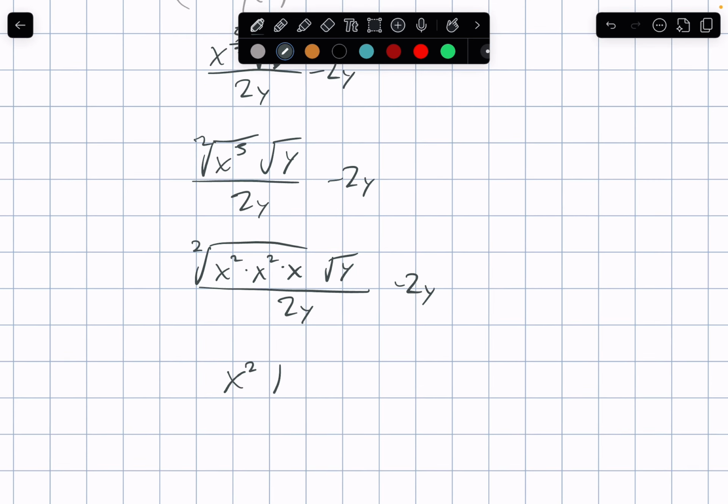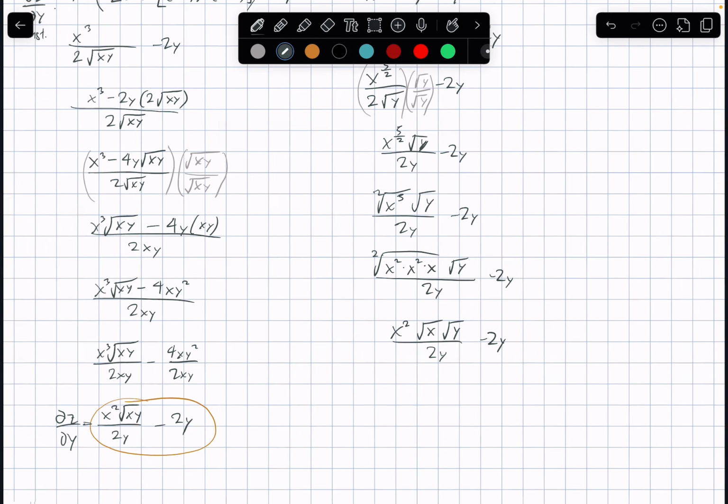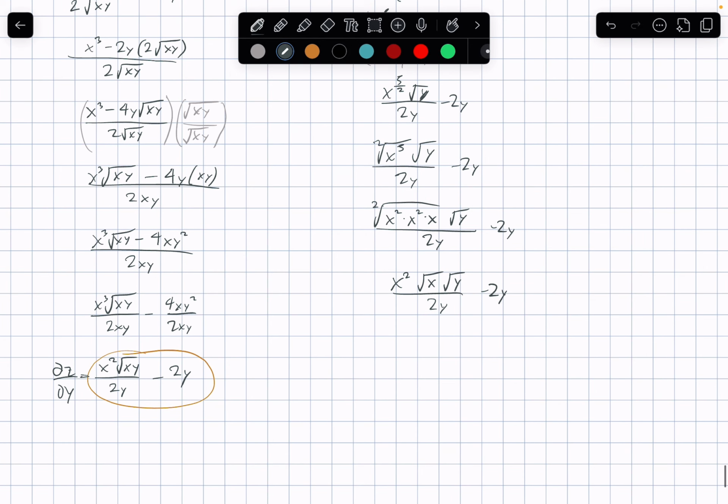x squared, square root of x square root of y. Now at this point, does the solution look familiar? It does. So x squared, xy square root of xy, you can merge these together, and so you have essentially the same thing.